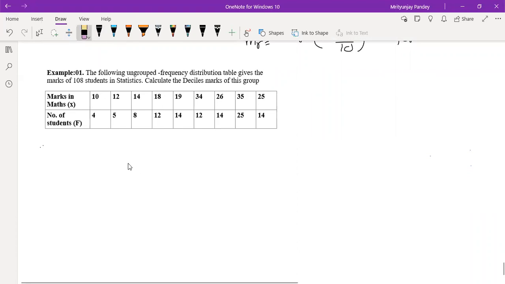Yes, summation f has to be found, but before that, in frequency distribution data you have to find another column, called cumulative frequency, CF. So that is 4, 9, 9 plus 8, 17, 29, 29 plus 14, 43. 43 plus 12, 55. 55 plus 14, 69. 69 plus 25, 84. 84.